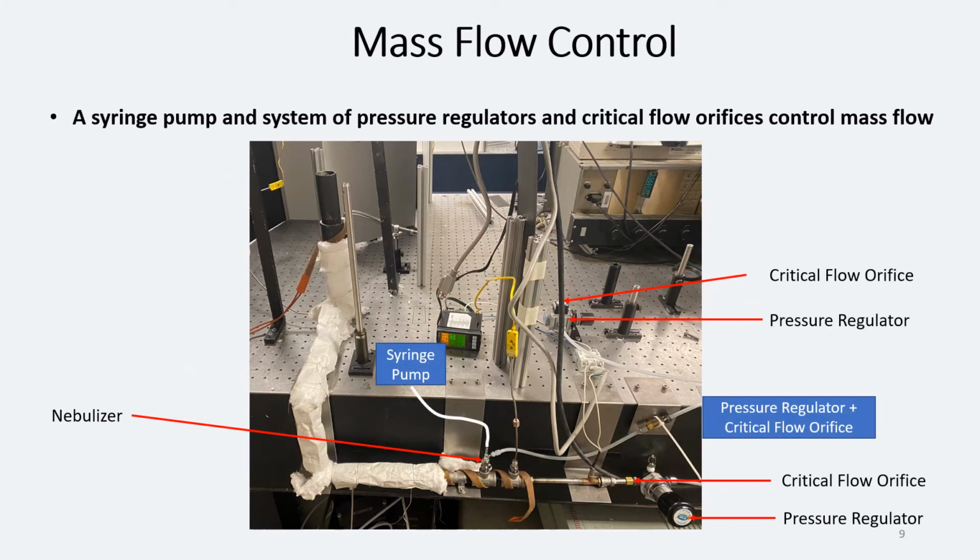The composition of the fuel-nitrogen mixture at the outlet is needed to calculate the LRS signal from the fuels. This can be calculated by controlling the flow rates of nitrogen and liquid fuel. A syringe pump, not shown in the image, will control the flow rate of the fuel. Pressure regulators and critical flow orifices control the flow rates of nitrogen.